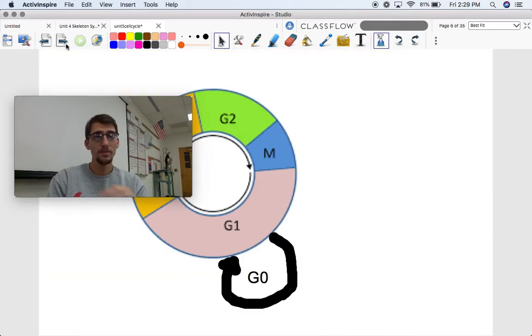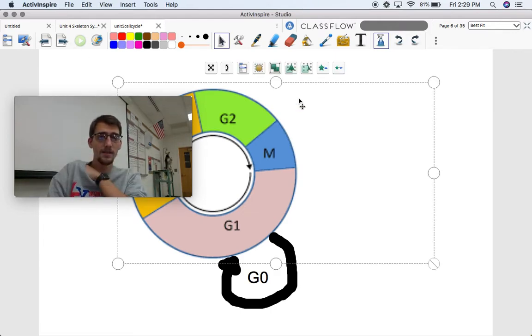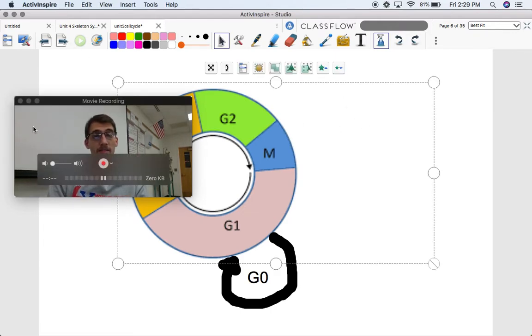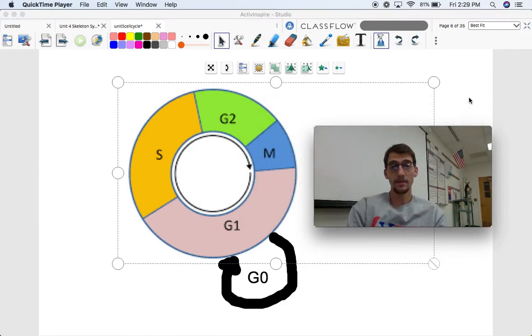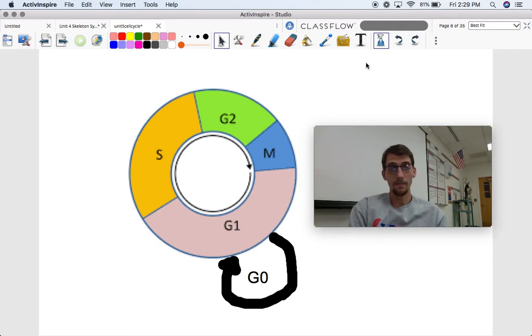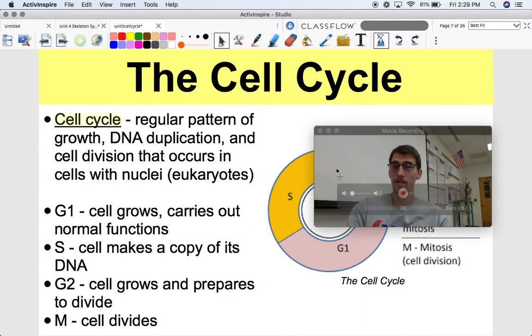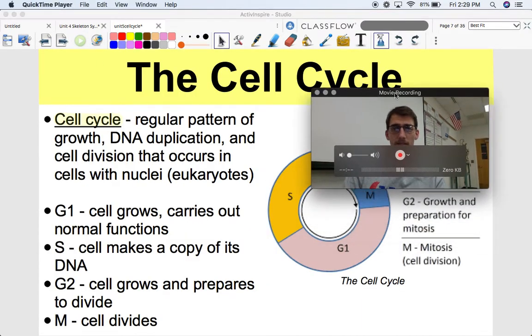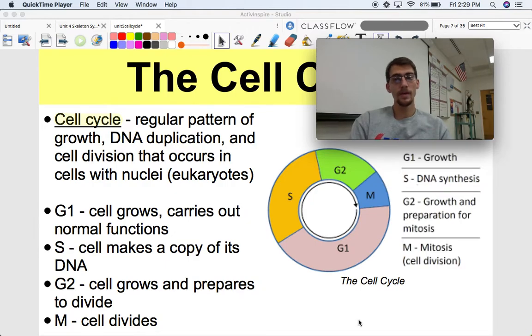Except, what do cells do to reproduce? Well, they divide, and this is a diagram of what we call the cell cycle, the life cycle of a cell, the life and reproductive cycle of a cell. And we're going to talk about each of these phases momentarily. So I'm going to flip to the page. And here's what the cell cycle is. It's the regular pattern of growth, DNA duplication, and cell division that occurs in cells with nuclei. So we are dealing with eukaryotes here.